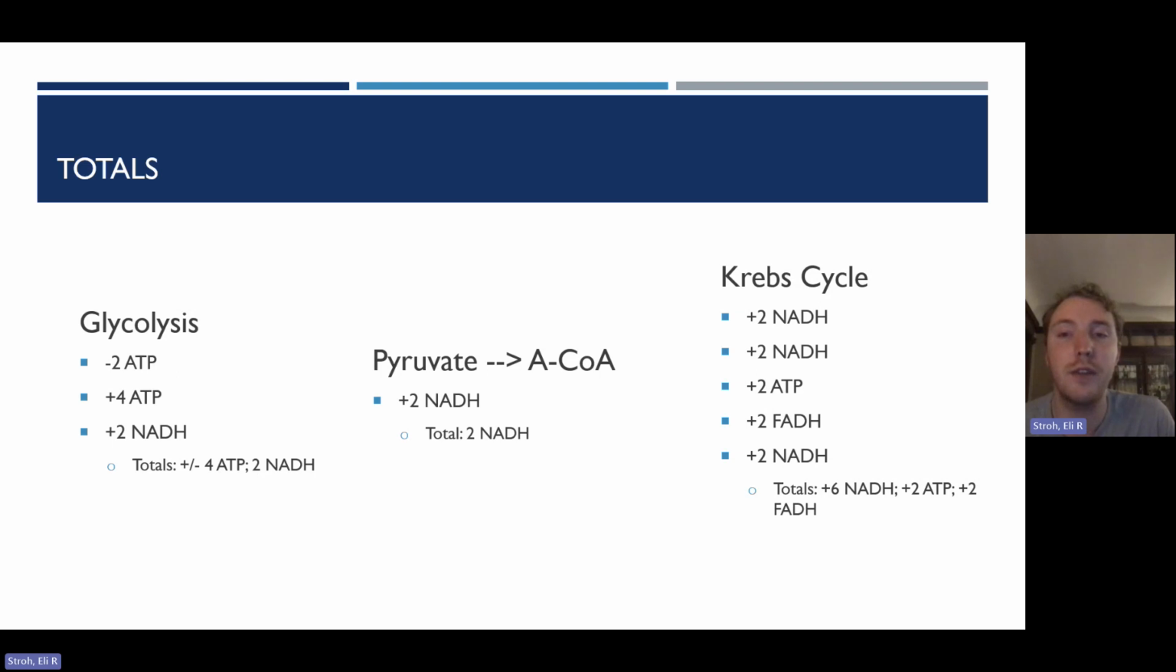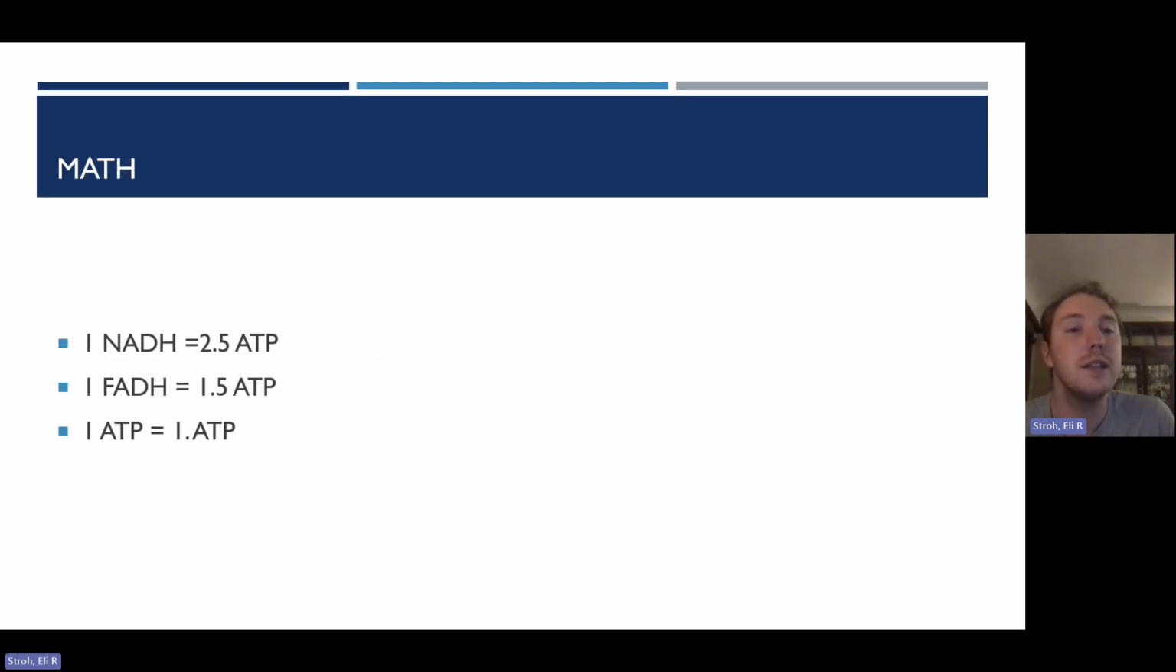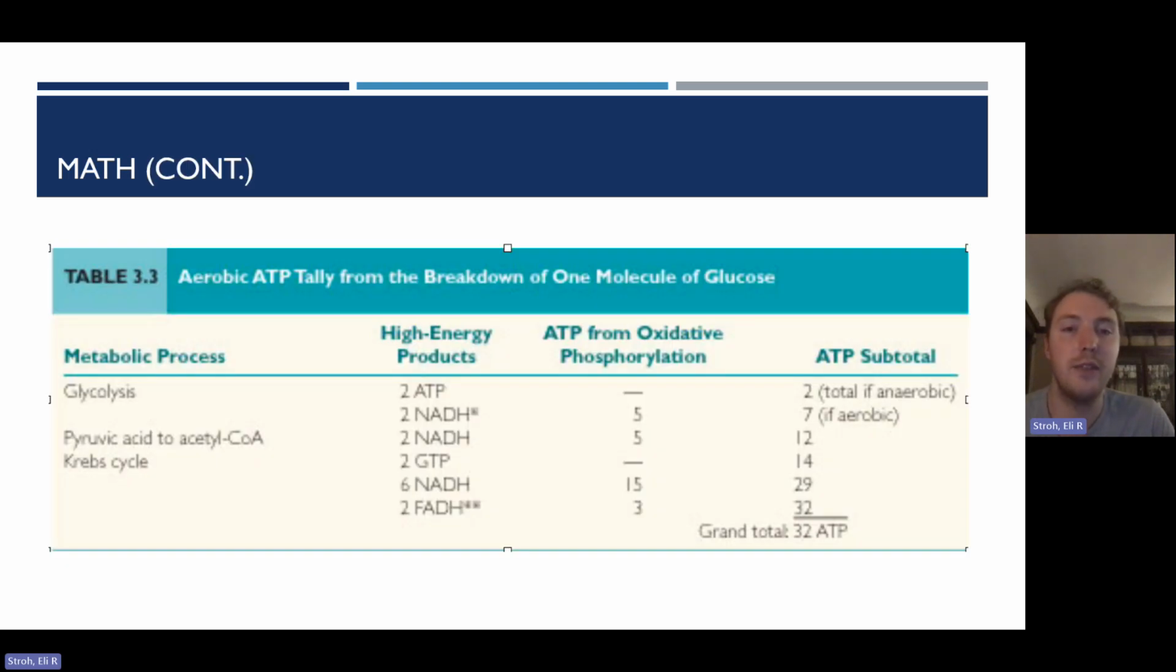So moving on to calculations, we see that glycolysis, no, sorry, next slide. We see that 1 NADH is equal to 2.5, 1 FADH, 1.5, and obviously 1 ATP equals 1 ATP. And so how that breaks down, I have this chart here. We see the totals being used of 2 ATP plus 5 due to 2 NADH times 2.5, creating 7 total. Another 2 NADH, so plus 5.